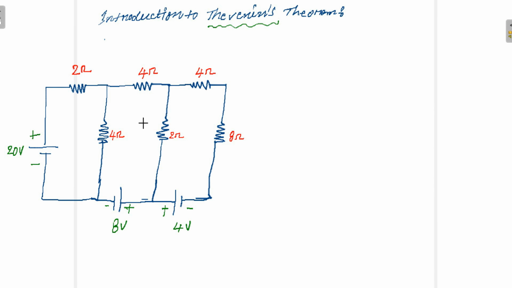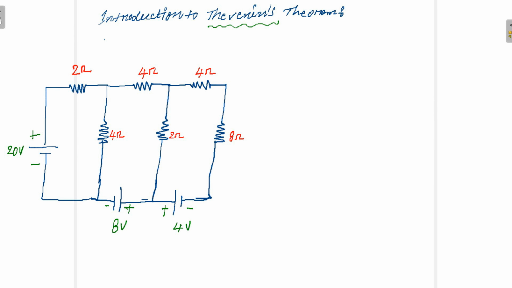We are going to see, without using the Thevenin's theorem, is it possible to find the response across any element? And if it is possible, then we are going to find the same response with the help of Thevenin's theorem, and we are trying to compare what is the advantage we are getting by using the Thevenin's theorem.